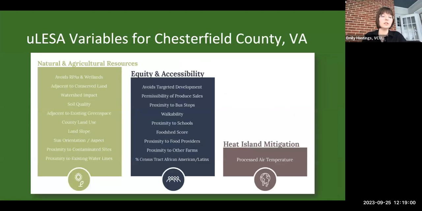So here are the ULISA variables for Chesterfield County. There were 20 of them, and they were broadly split up into 3 different categories, which include natural and agricultural resources, which is mainly just trying to avoid really important environmental resources that already function as green infrastructure in a way, so we don't want to put farms in those functioning spaces.